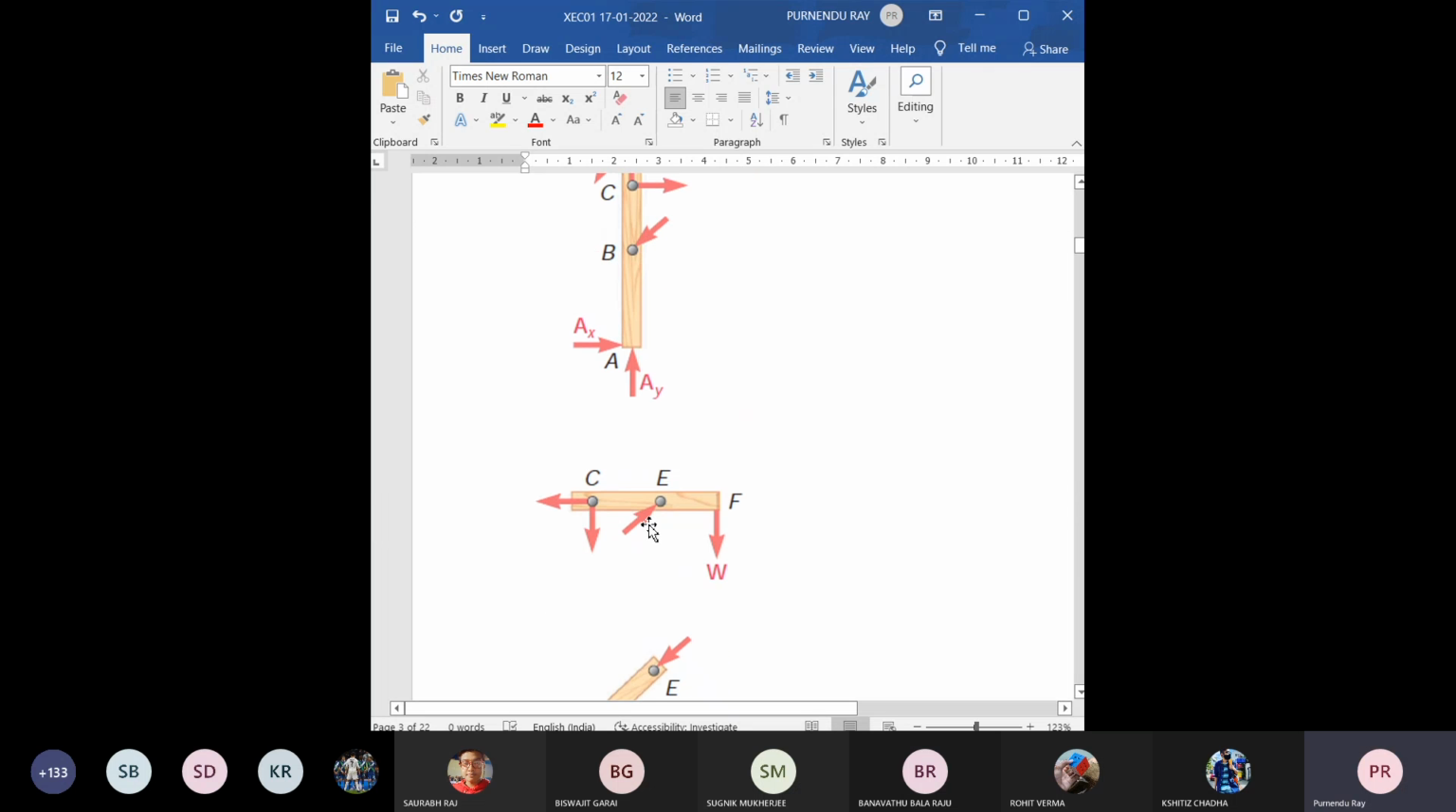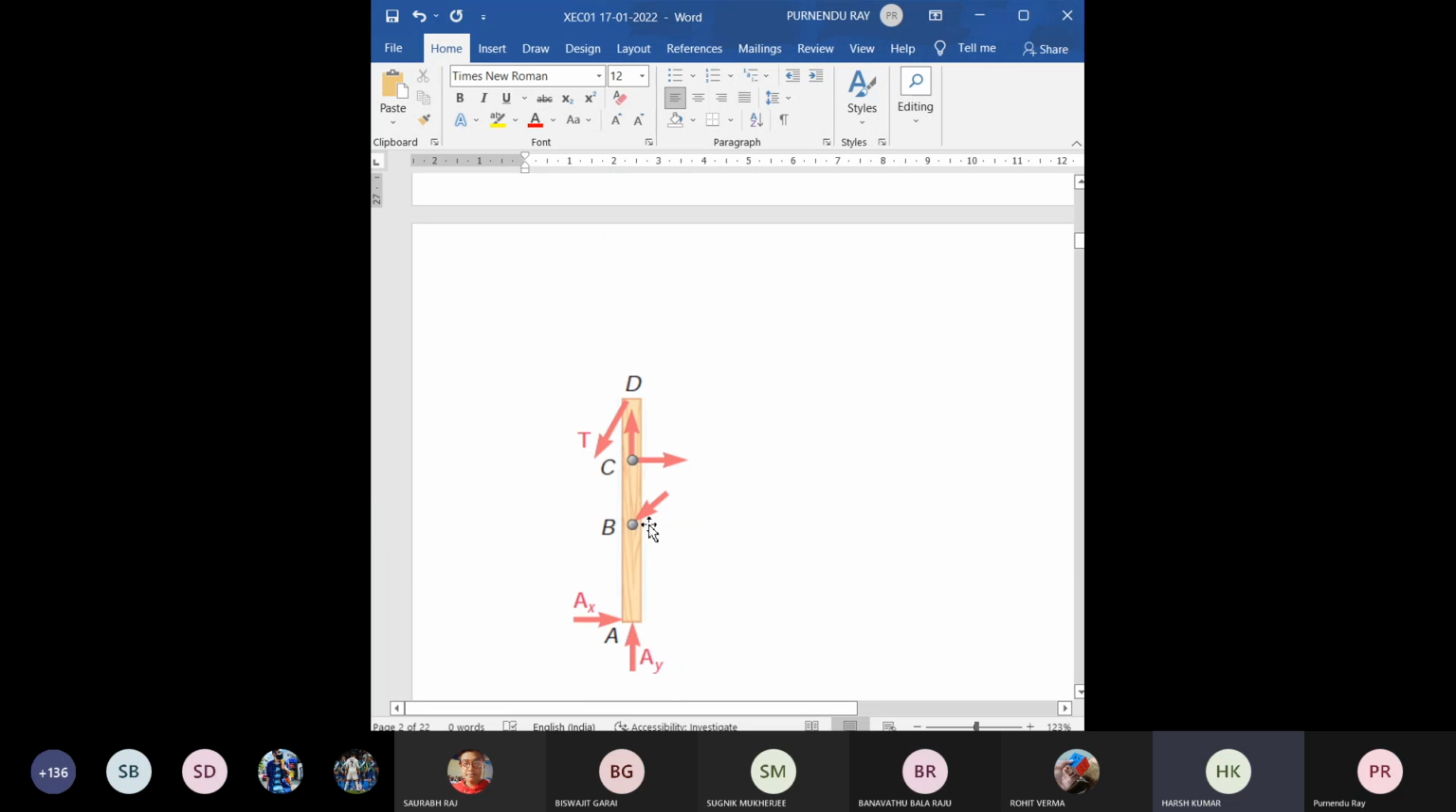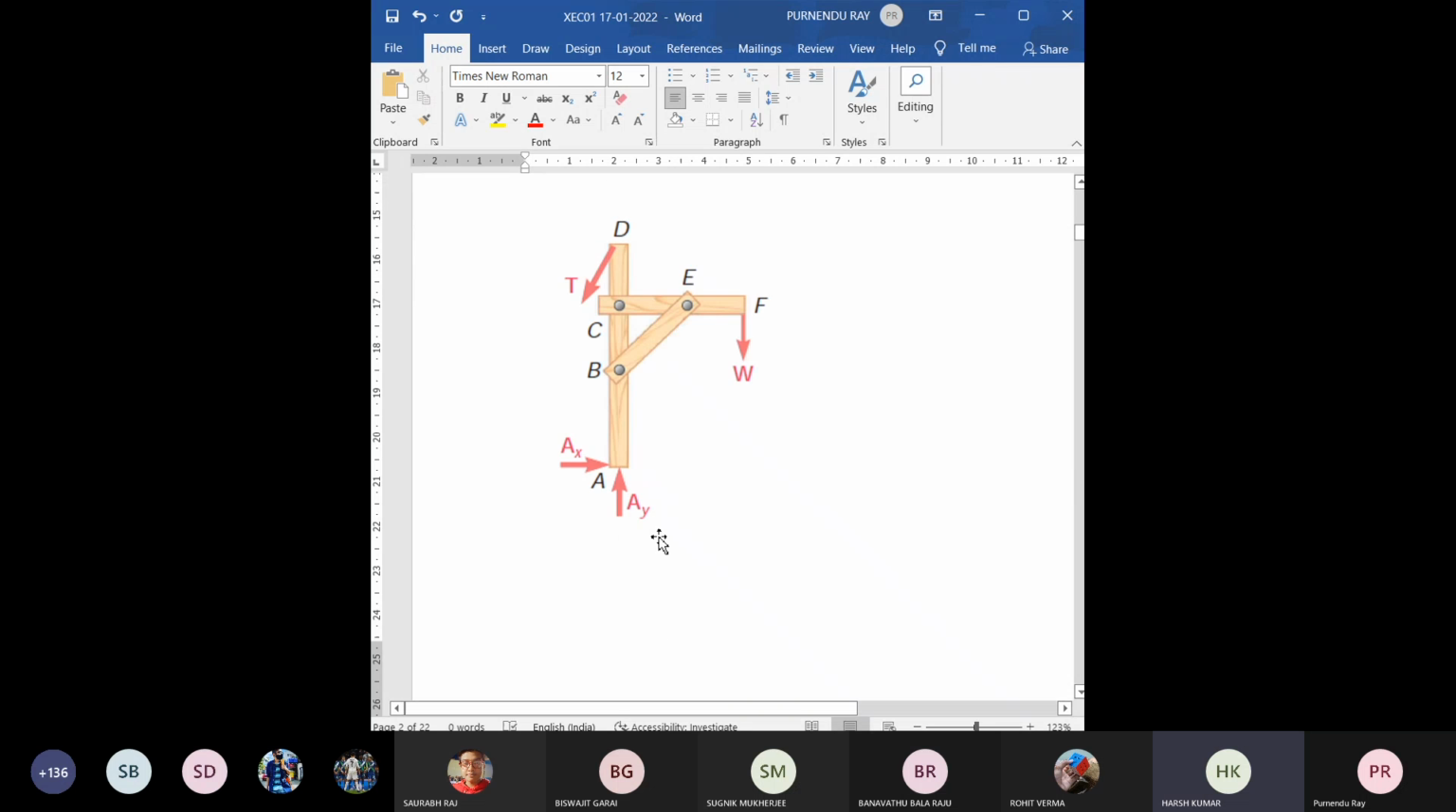Yes, sir. Here my doubt is there, sir. Why it is inclined in this direction only at B? Like if we resolve it in X and Y direction, would it not be possible that it may be in other direction as specified here?